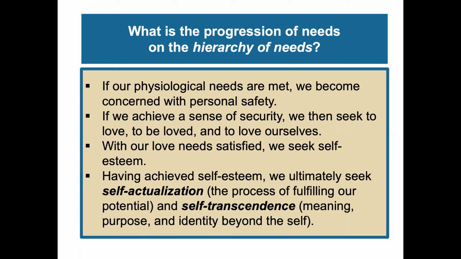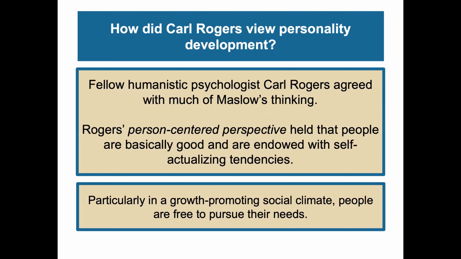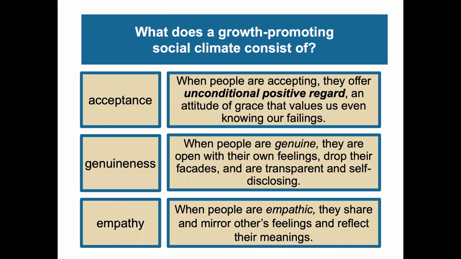So how did Carl Rogers, on the other hand, view personality development? So he agreed with much of what Maslow thought. Rogers came up with what was called a person-centered perspective that held that people are basically good and are endowed with self-actualizing tendencies. Particularly in a growth-promoting social climate, people are free to pursue their needs. So what does a growth-promoting climate consist of? Well, 3 things, according to Rogers: acceptance, genuineness, and empathy.